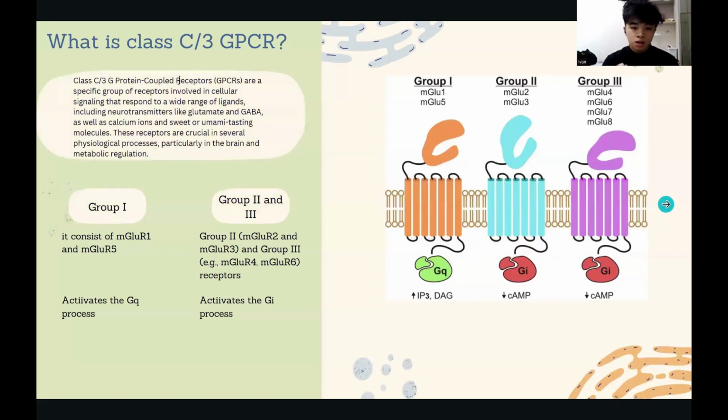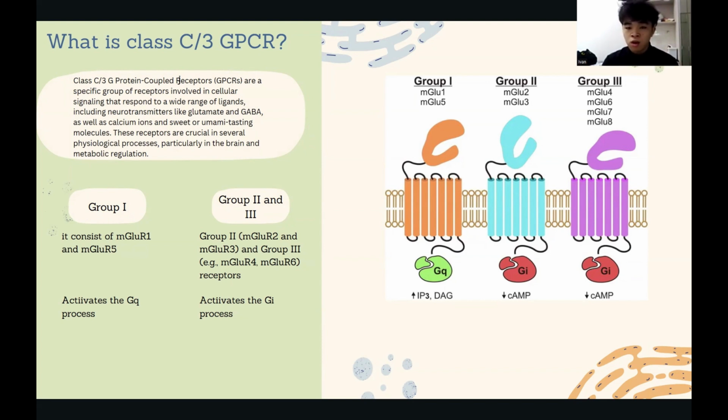So what is class C/3 GPCR? Class C/3 GPCR G protein coupled receptors are a specific group of receptors involved in cellular signaling that respond to a wide range of ligands, including neurotransmitters like glutamate and GABA, as well as calcium ions and sweet and umami tasting molecules. These receptors are crucial in several physiological processes, particularly in the brain and metabolic regulation.